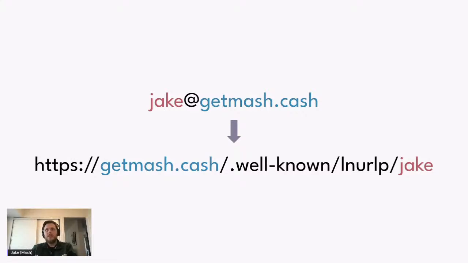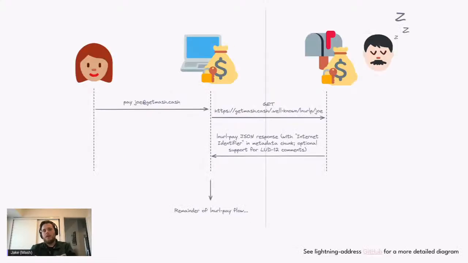So it's really just a scheme for structuring LNURL Pay URLs to make it a little bit easier for people to remember. I don't need to go to your site to scan your QR code. It's just a matter of me typing it into my app or something like that.